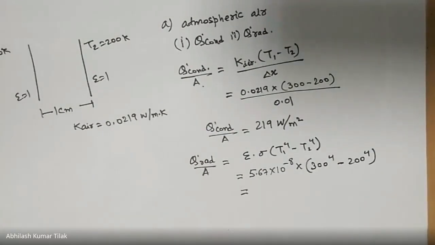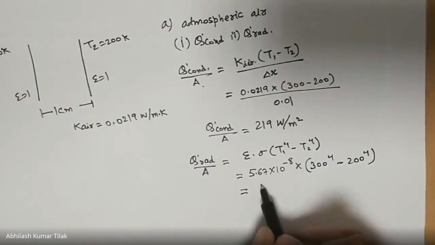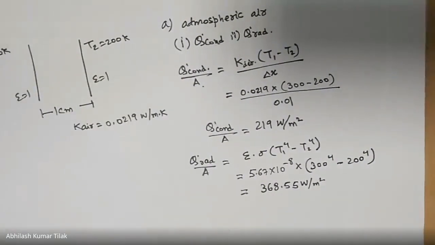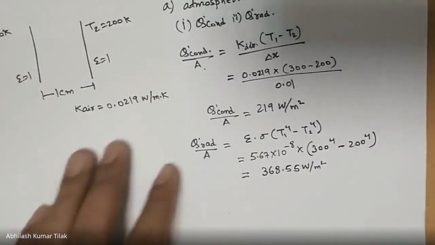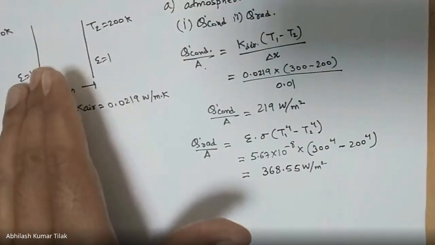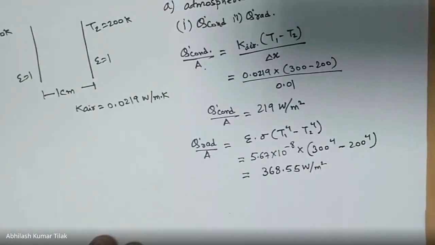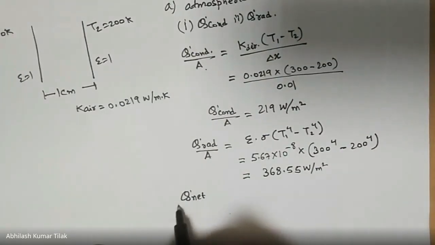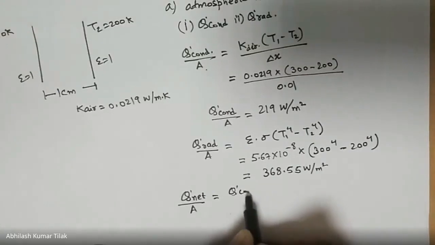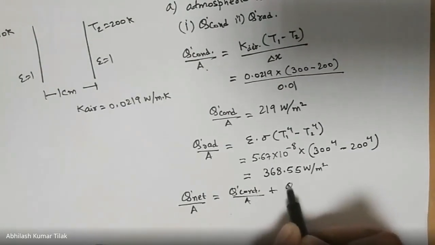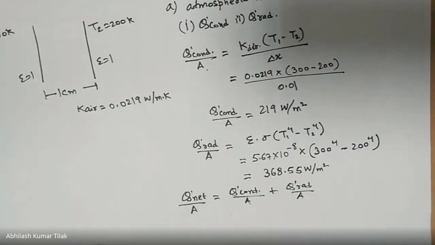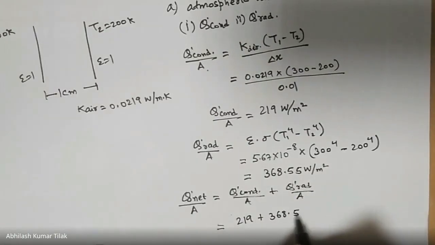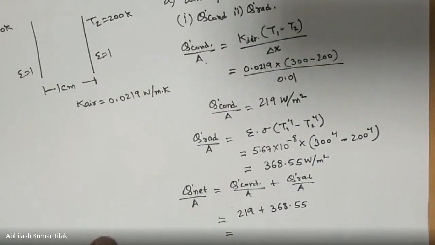Some of you are getting the answer as 368.55 watt per meter square. So if I need to mention the total amount of heat transfer from the hot plate to the cold plate through this medium, I can write net Q upon area as Q conduction upon area plus Q radiation upon area. So here you can sum it, that is 219 plus 368.55. Can you tell me the value for this?